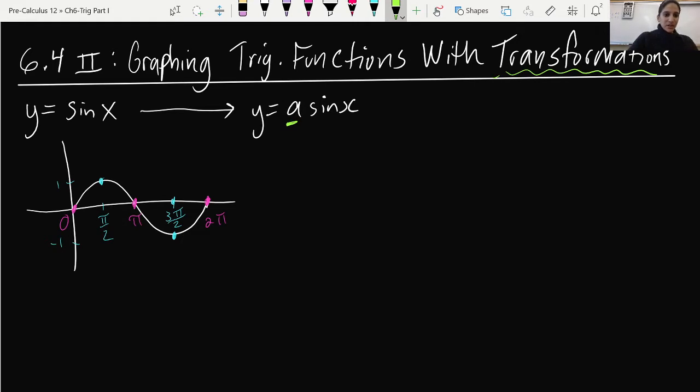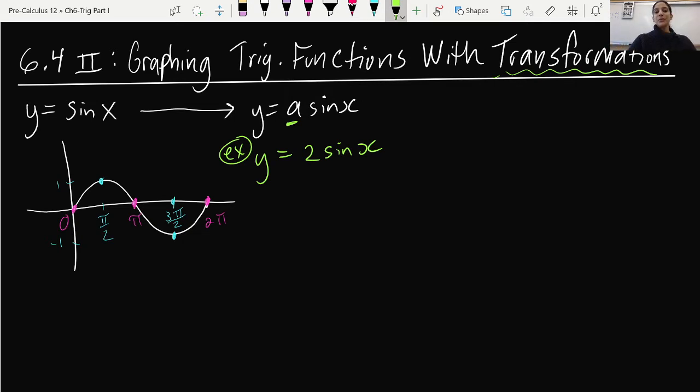So let's take a look on the same graph at what a specific example would look like, like if I wanted to graph y equals 3 sine x. Sorry, I can change that to 2, because I realized I didn't draw my graph tall enough to fit in 3. So we can do that.